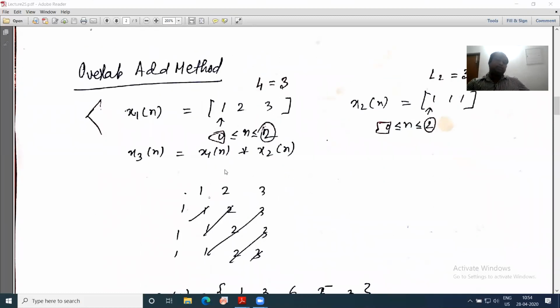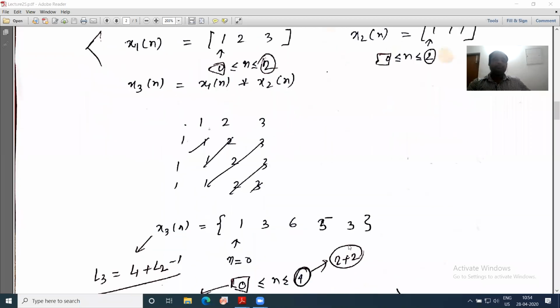Then x3 of n equals x1 of n convolved with x2 of n. I will write 1, 2, 3 and 1, 1, 1. Then you multiply 1 into 1, 2, 3, and again 1 into 1, 2, 3, and 1 into 1, 2, 3. So the first value is 1, then 3, then 6, then 5, then 3. This will be the output, with n equal to 0 up to n equal to 4: 0, 1, 2, 3, 4.